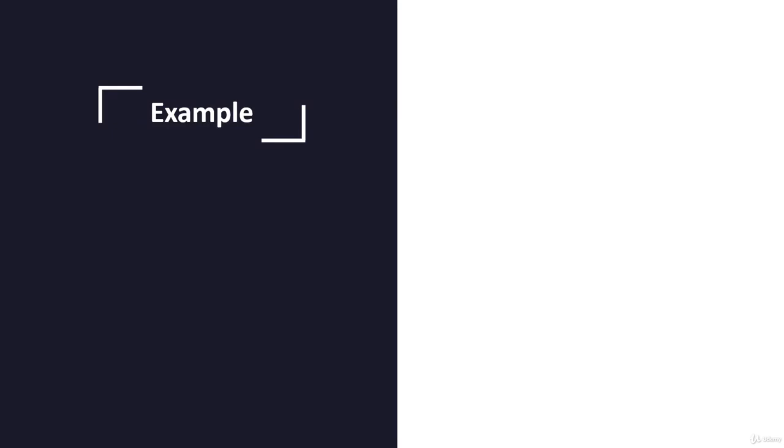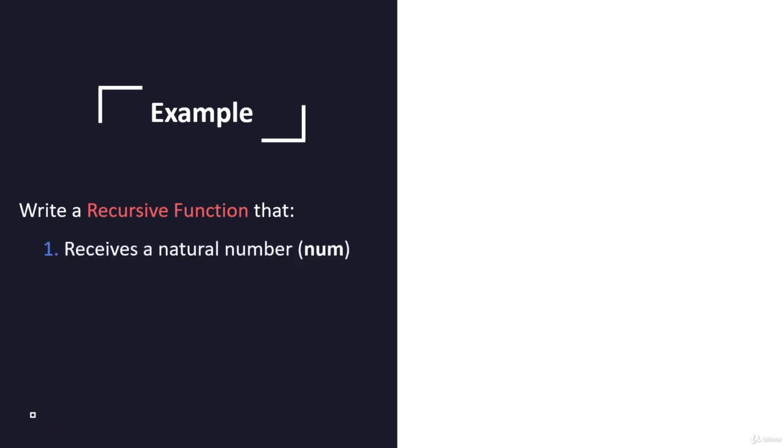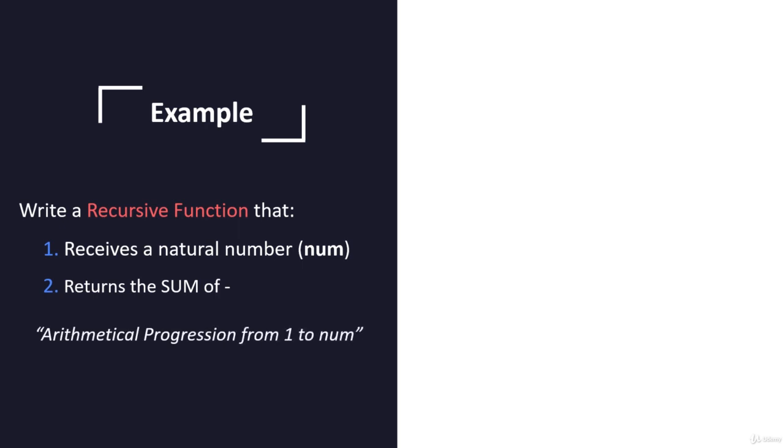What is going on, guys, and welcome to our first example that we are doing in this recursion section. In this video, we are going to write a recursive function that will receive some natural number, which is num, and then it will return the sum of the arithmetical progression from 1 up to num. So we are going to write a recursive function that will call itself, and once it calls itself, it will divide the main problem into some smaller sub-problems until it reaches some stopping condition, and the result will be to find the sum from 1 up to num.